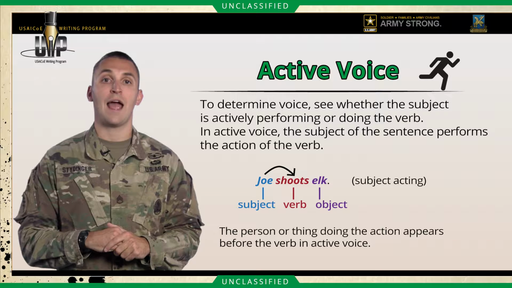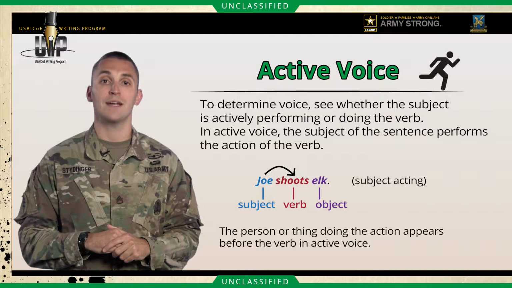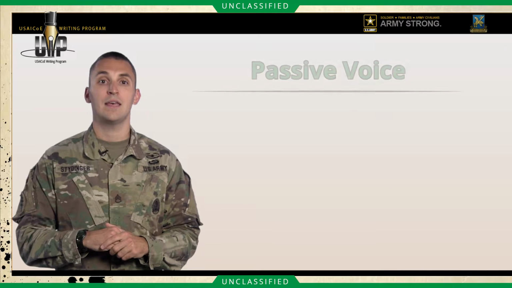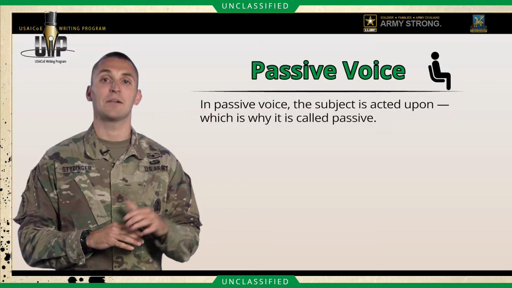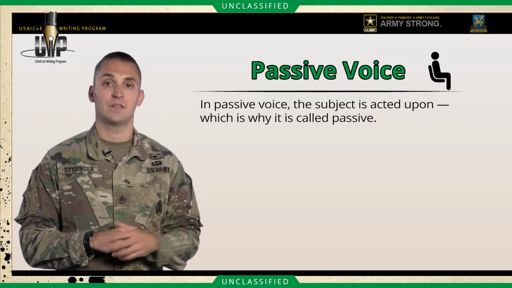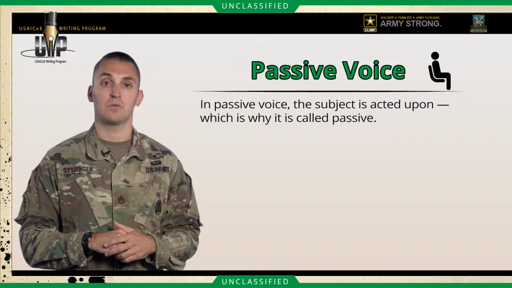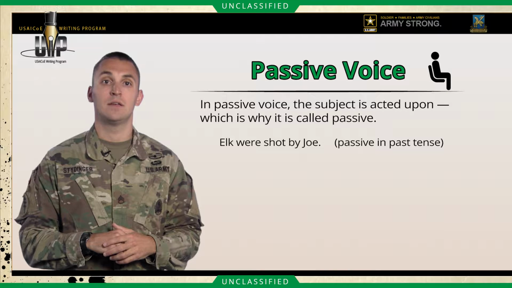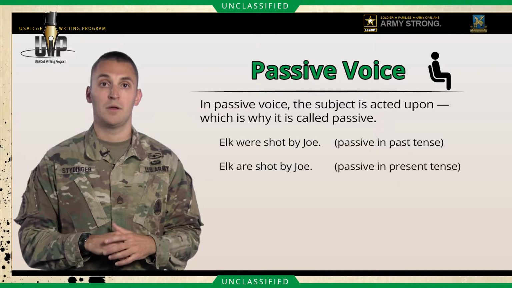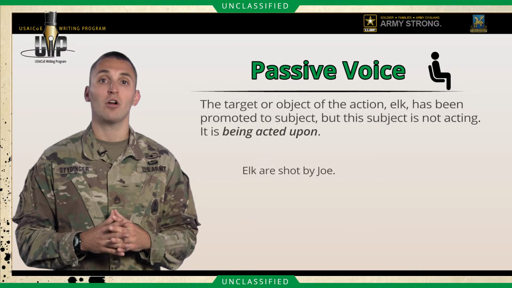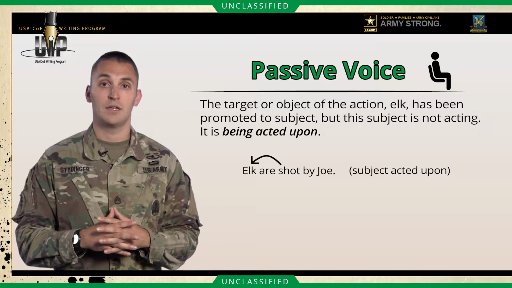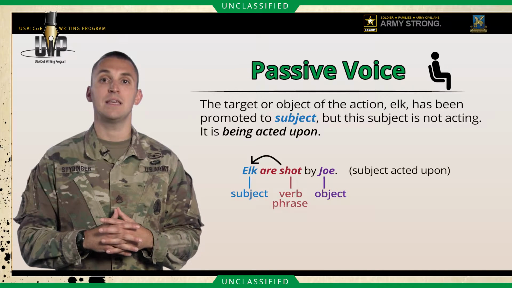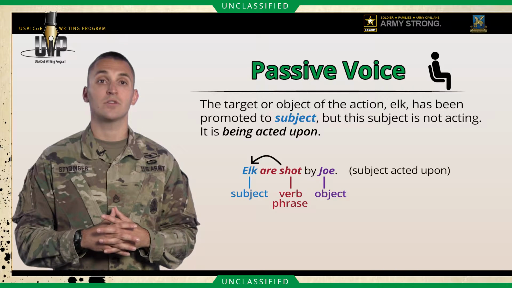Readers generally prefer active over passive voice because it is more direct, easier to understand, and results in shorter sentences. In passive voice, the subject is acted upon, which is why it is called passive. It can be awkward, as in this example. Elk were shot by Joe, passive in past tense. Elk are shot by Joe, passive in present tense. The target or object of the action, elk, has been promoted to subject, but this subject is not acting. It is being acted upon. It sounds a little strange.